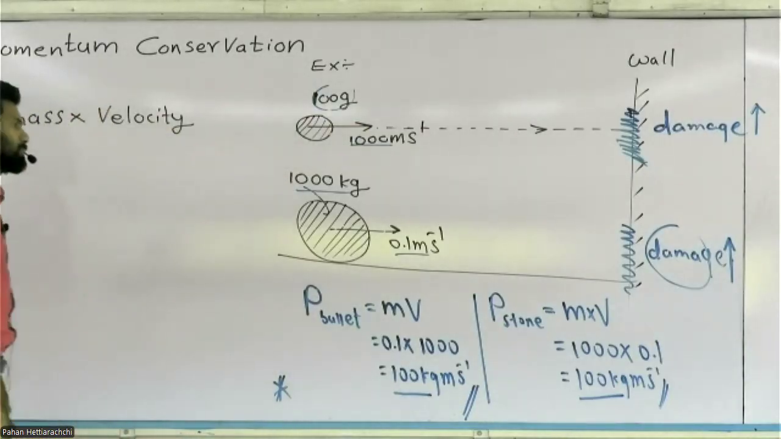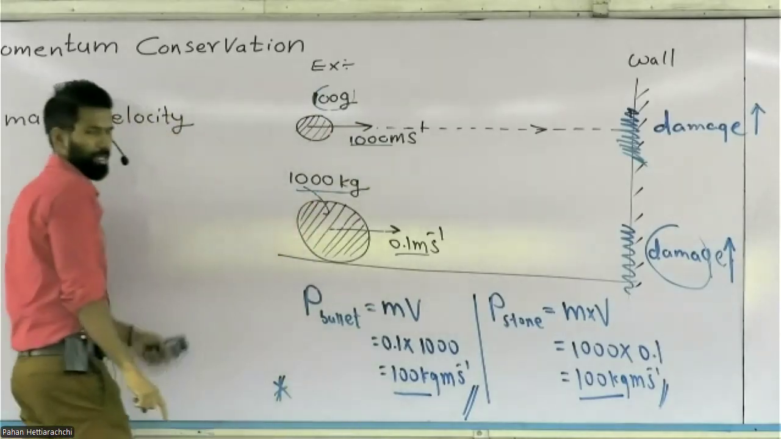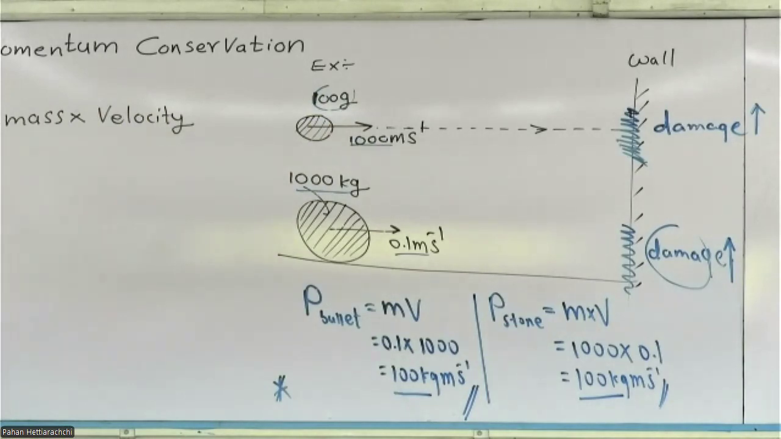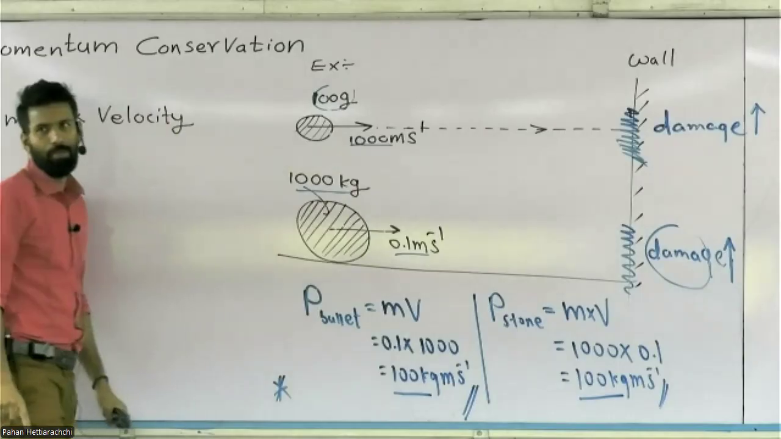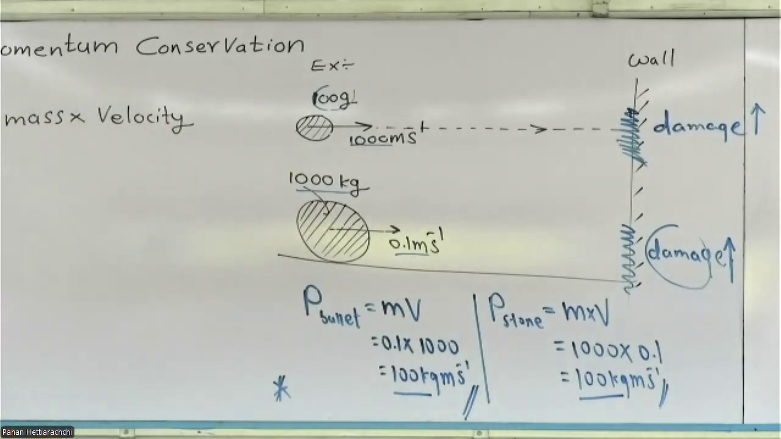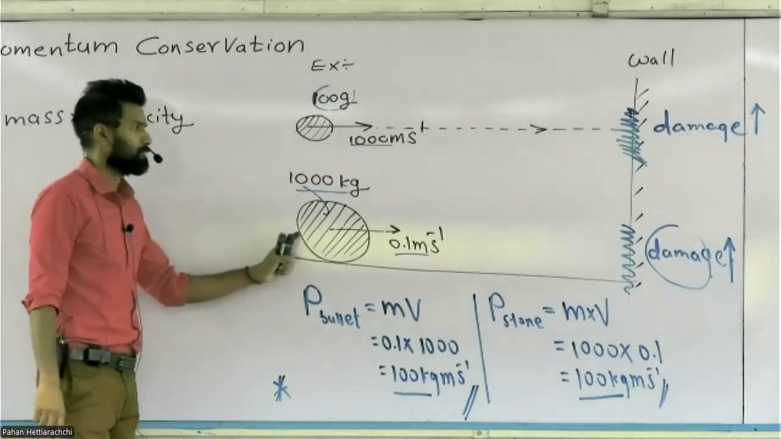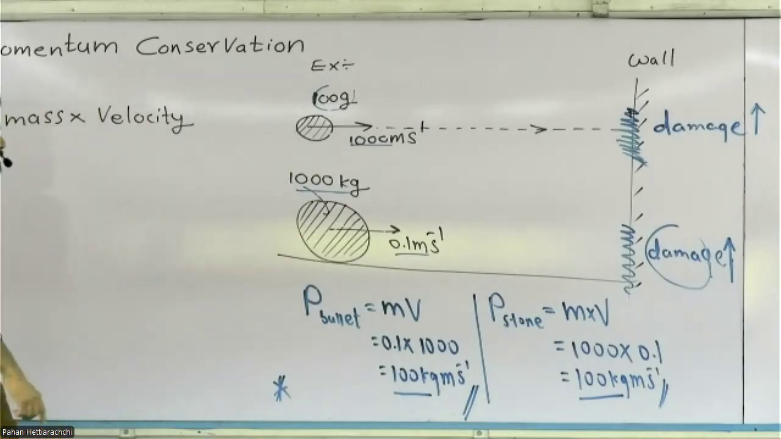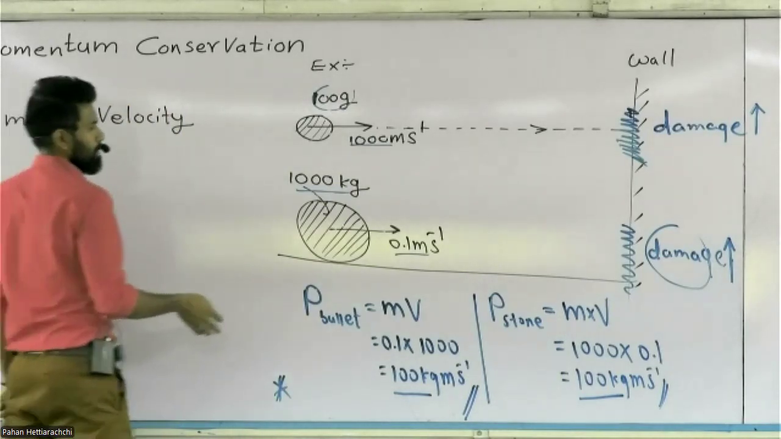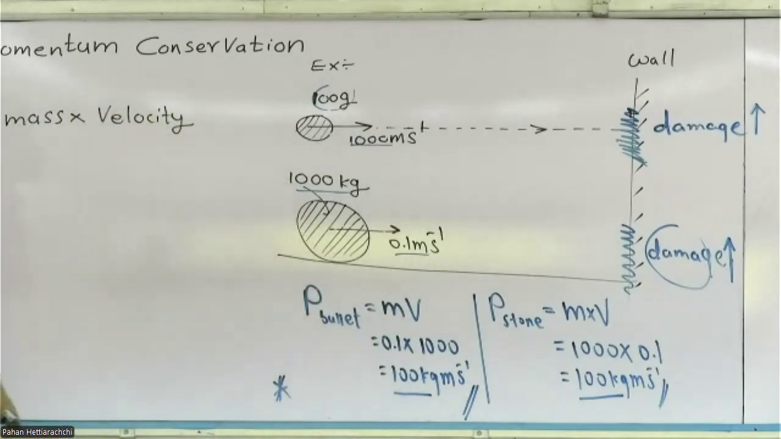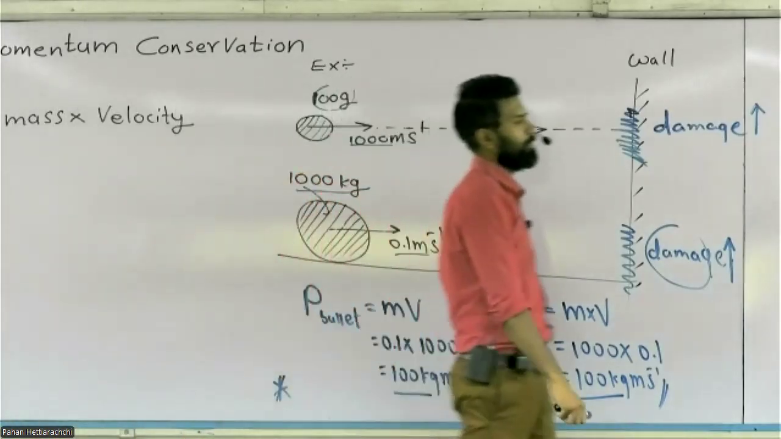Again, when the stone collides with the wall, the damage is high, as it has a larger mass, even though the velocity is small.